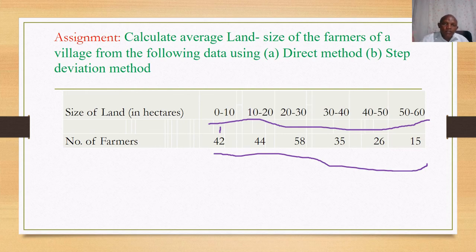These are a range of land sizes. And we know that to get the mean or the midpoint for that matter, 0 plus 10 divided by 2, 10 plus 20 divided by 2, 20 plus 30 divided by 2, 30 plus 40 divided by 2, 40 plus 50 divided by 2. Once you get the midpoint, you can always link it with your corresponding frequency.